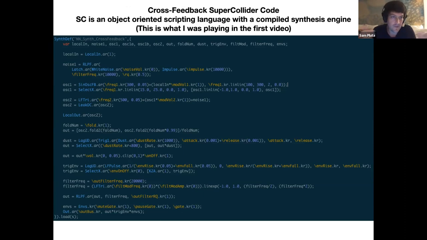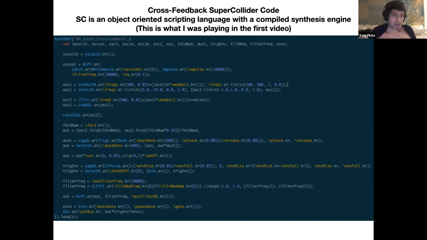So here's the code for that in SuperCollider. I use this programming language called SuperCollider. It is an object-oriented language. The original version was written in 1997, I believe, the second version in 1998, and the third version, which is the current version and is open source, was released in about 2000 by James McCartney, who ran the core audio group at Apple for 20 years after about 2000.